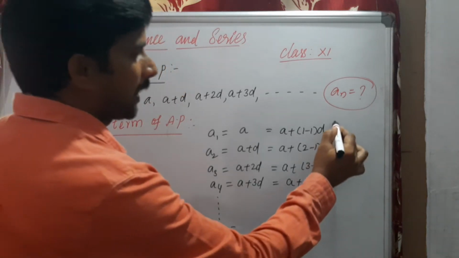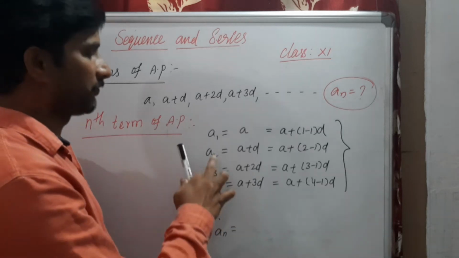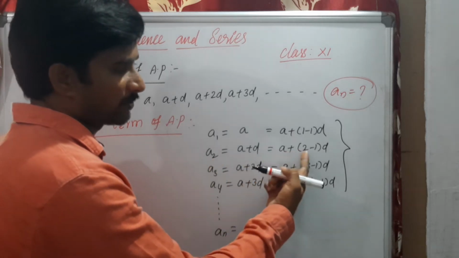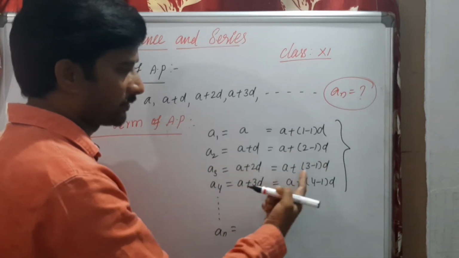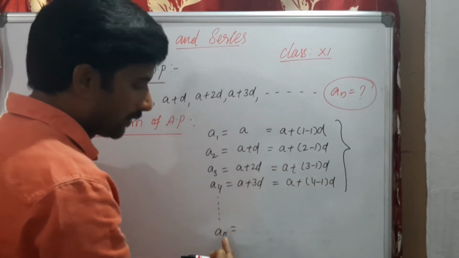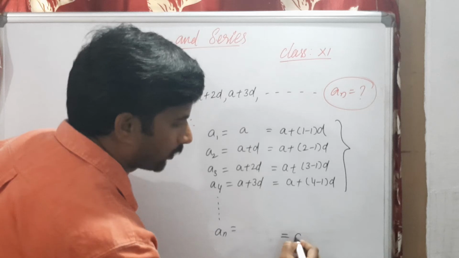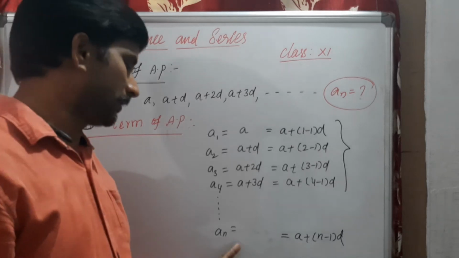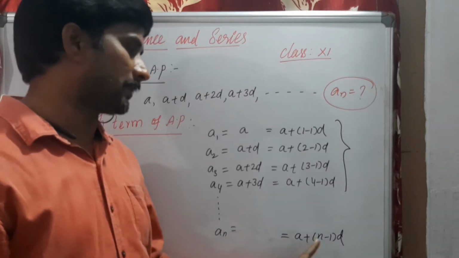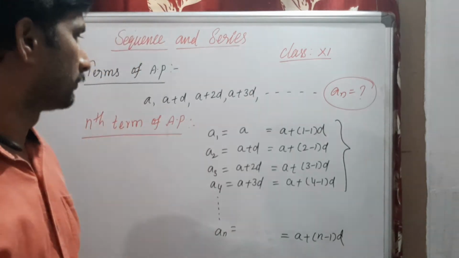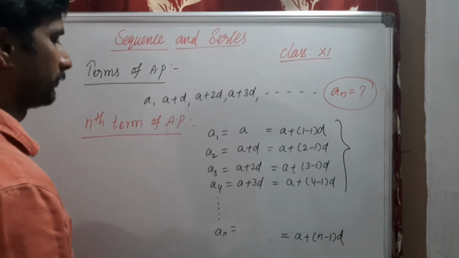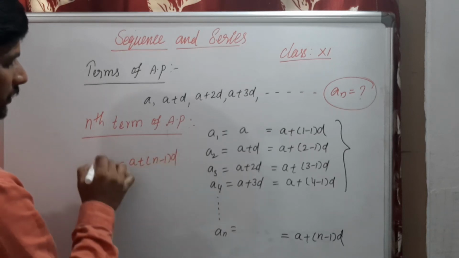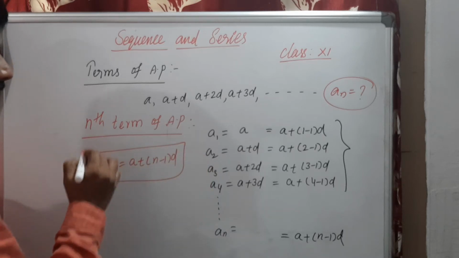Now observe the pattern here. The first term is a plus 1 minus 1 into d. Second term is a plus 2 minus 1 into d. Third term is 3 minus 1. Fourth term is 4 minus 1. Then the nth term is obviously n minus 1, so a plus n minus 1 into d. So the nth term of AP is An is equal to a plus n minus 1 into d. That is the nth term of an arithmetic progression.